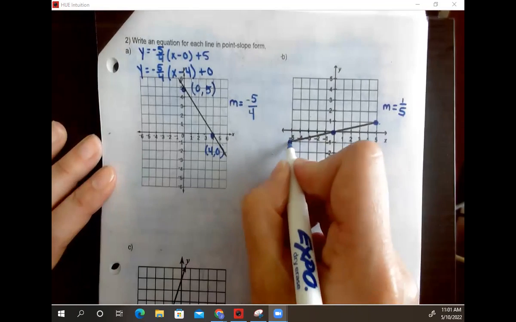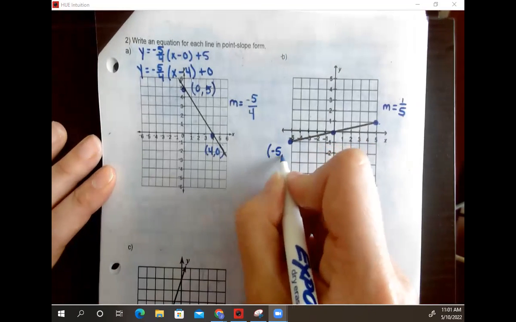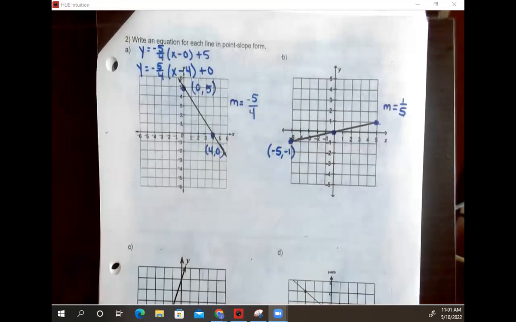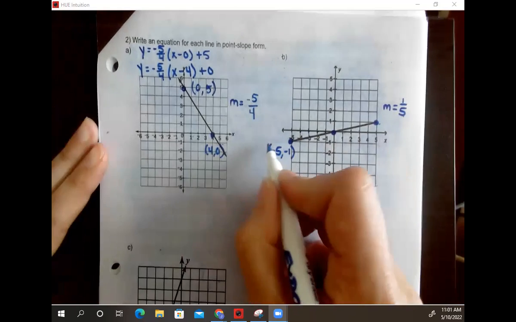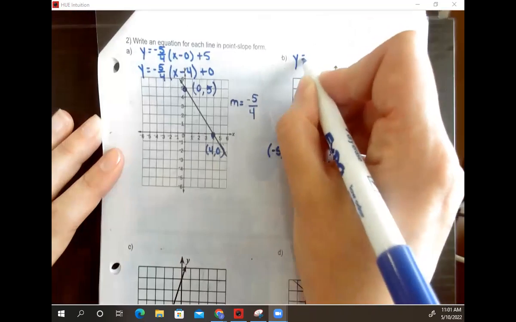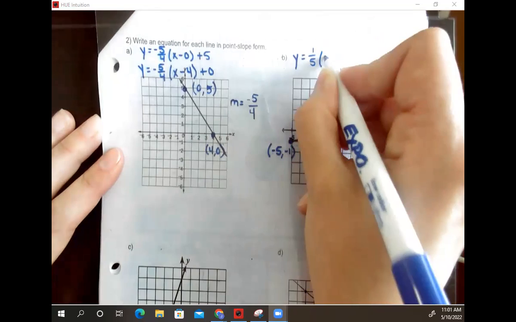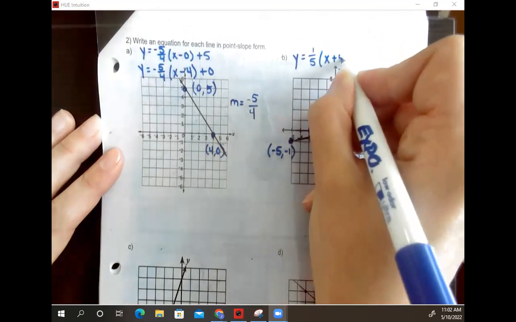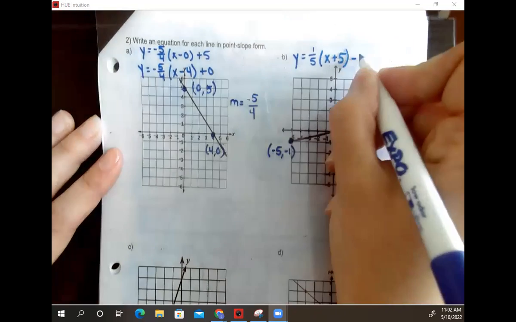And let's go ahead and write it based on this leftmost point. So that would be the point -5, -1. Again, I could write this based on any points that I can identify on my graph. I'm just choosing to write it based on this leftmost point. So my point slope form equation would be y equals 1/5 times x plus 5, remember opposite sign, minus 1.